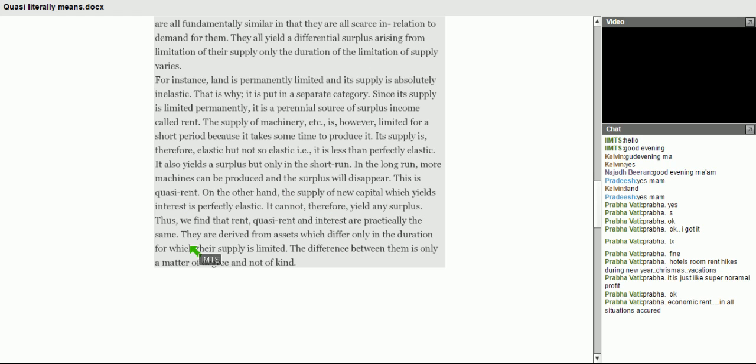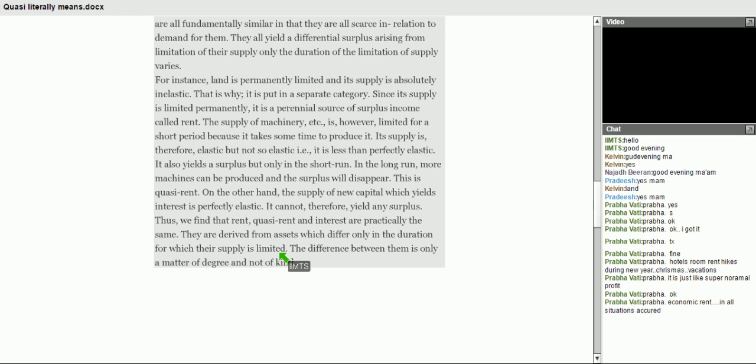They cannot therefore yield any surplus. Means capital. The supply of capital is always elastic. We can go to a bank, we can go to a money lender, we can go to a broker, anybody. We can get the money. So we see that rent, quasi-rent and interest are practically the same.